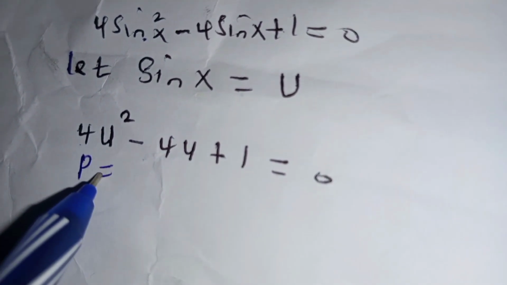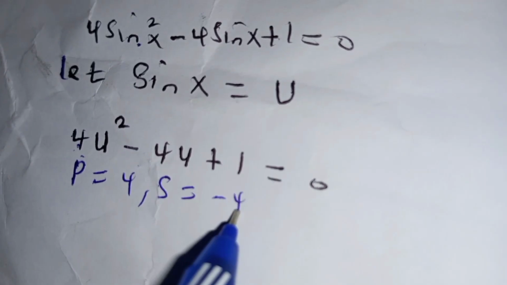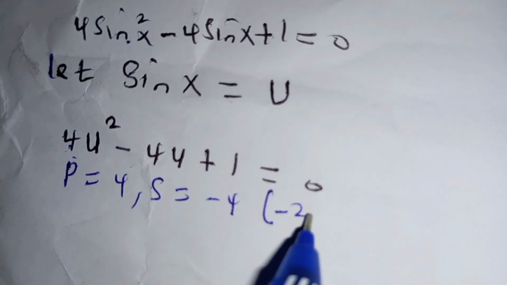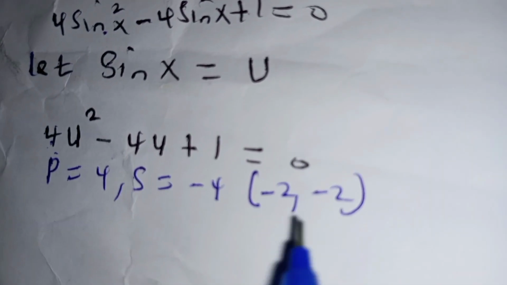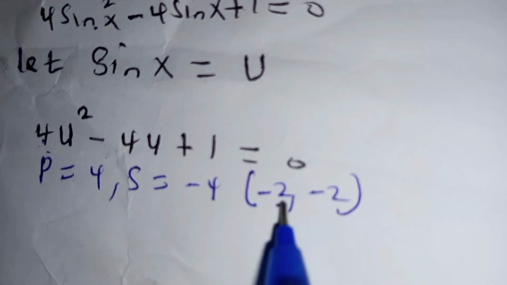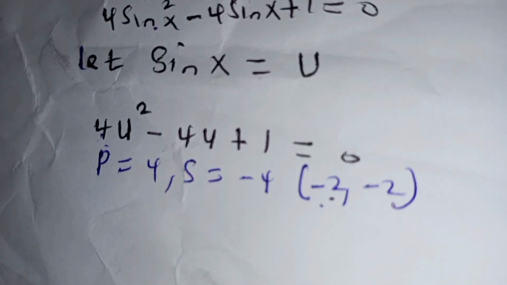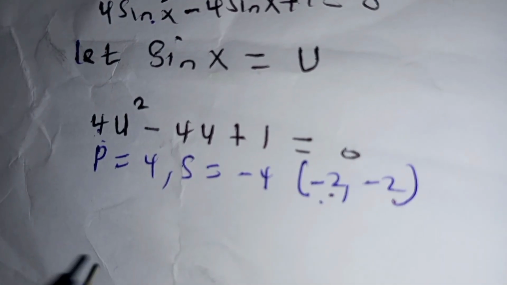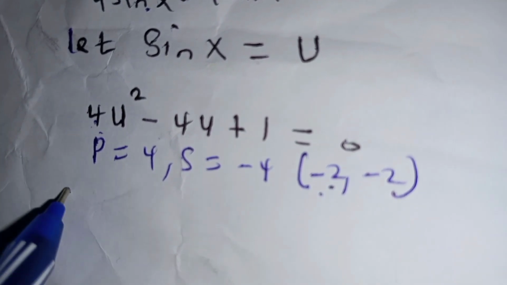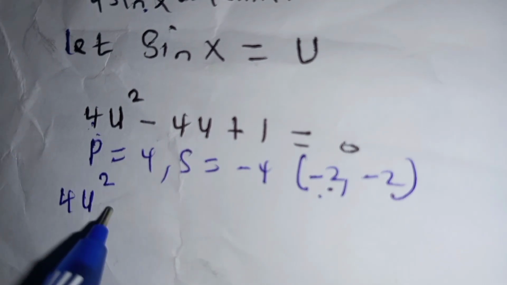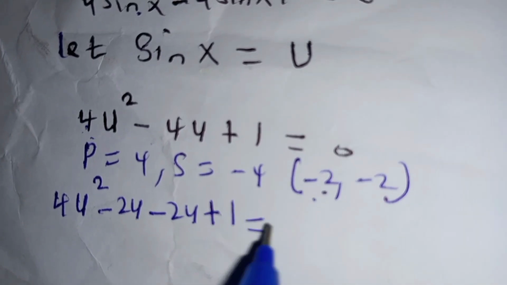So we factorize this quadratic equation. The product is 4 times 1, which is 4, and the sum is negative 4. So two numbers, which when you multiply, you obtain positive 4, and when you add them, you obtain negative 4. It is negative 2 and negative 2. Negative 2 multiplied by negative 2, the answer is positive 4. Negative 2 plus negative 2 is negative 4. So 4u squared minus 2u minus 2u plus 1 is equal to 0.